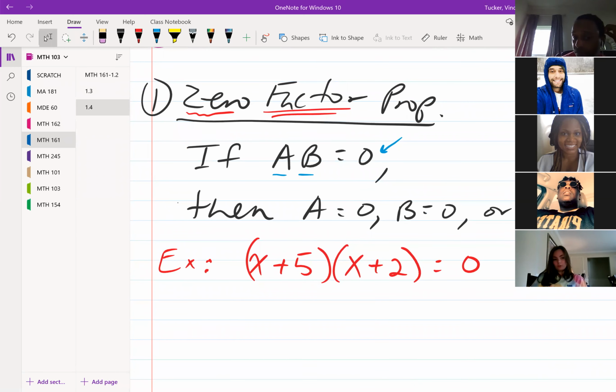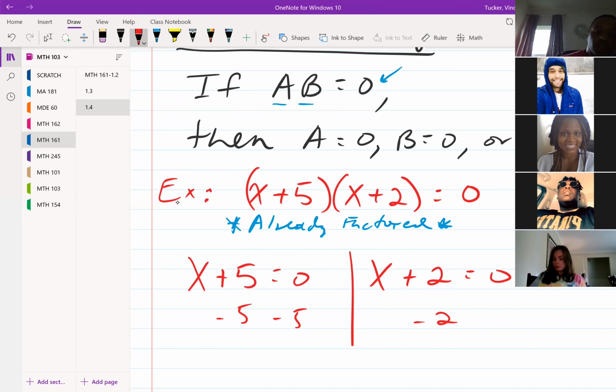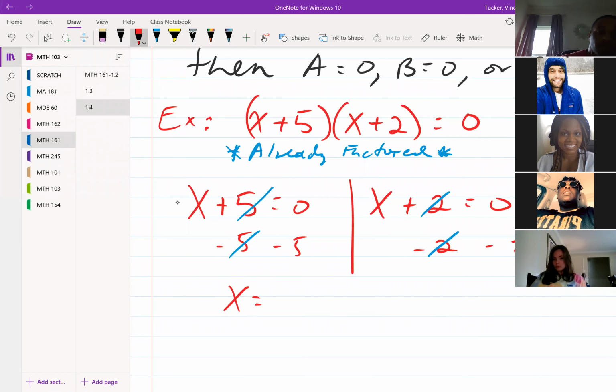So in this example, if I have x plus 5 times x plus 2, this is already factored. And remember, go back to the form, the property A times B. Here we have x plus 5 times x plus 2. Once it's factored like that and set equal to 0, what I can do from there is set each piece equal to 0 and solve. I would just subtract 5 from both sides, subtract 2 from both sides. One solution is x equal to -5, and the other one is x equal to -2.